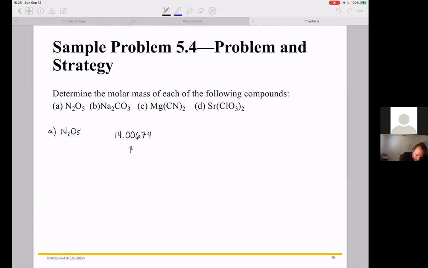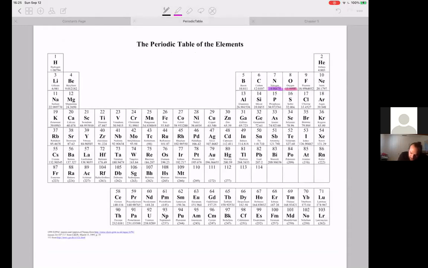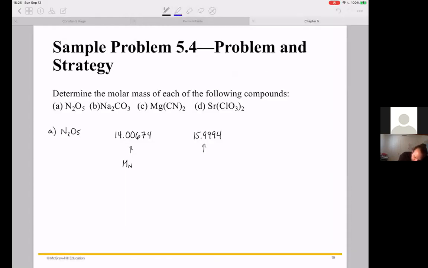Actually, the other way to do that is big M, nitrogen. The 15.9994, that was the molar mass of oxygen. So molar mass of oxygen.